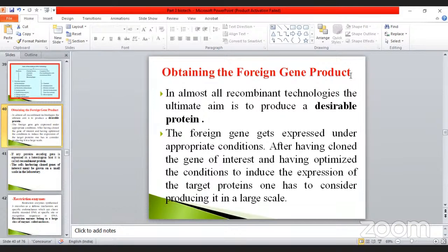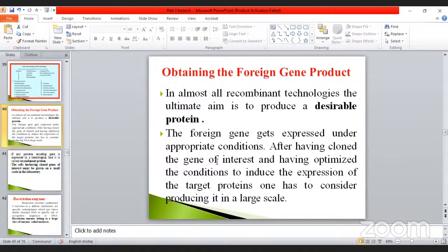Suppose, take an example, keratin. Suppose immunoglobulin, particularly immunoglobulin G, immunoglobulin M, immunoglobulin A, whatever it may be. The desired protein we can easily produce. Ultimate aim, what is that? The desired protein. Okay. From genetic engineering or DNA technology or biotechnology, whatever, that process is completely called biotechnology. That engineering process means genetic engineering. Okay. The foreign gene gets expressed under the appropriate conditions.